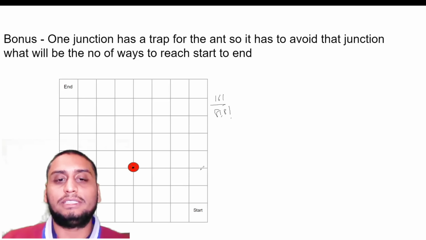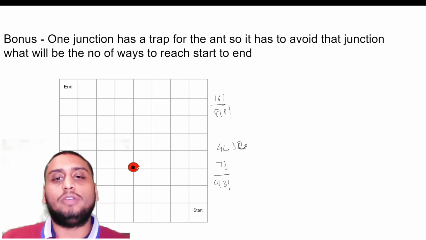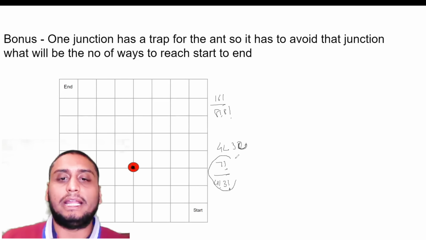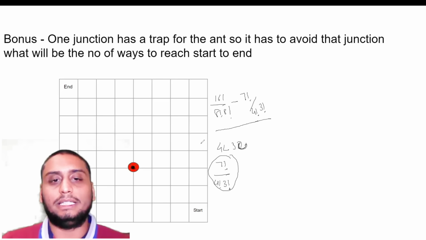You have to take 4 lefts and 3 ups to reach this particular trap. So how many ways to reach the trap? Total number of ways would be 7 factorial by 4 factorial by 3 factorial. This would be the total number of ways to reach this particular trap. And this you have to avoid. So the total number of ways to reach the trap, you have to subtract from the previous. So all other ways would be favorable for you. So I think a lot of people have given correct answers. So I hope this is clear.